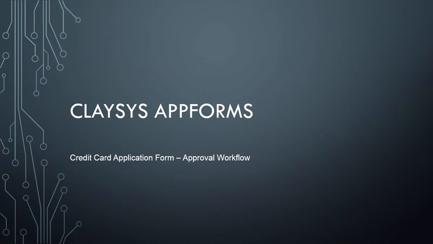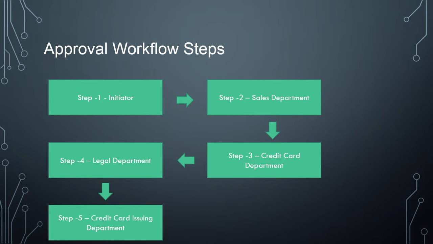In this solution demo with ClaySys AppForms, we are going to demonstrate an approval workflow process by showing you how a credit card application form can be reviewed and approved. In this demo, we are going to show you a solution where there are five steps in the process, and what you see here are the five roles or departments that need to review a credit card application. And we have simulated what the steps need to be just to demonstrate what is possible.